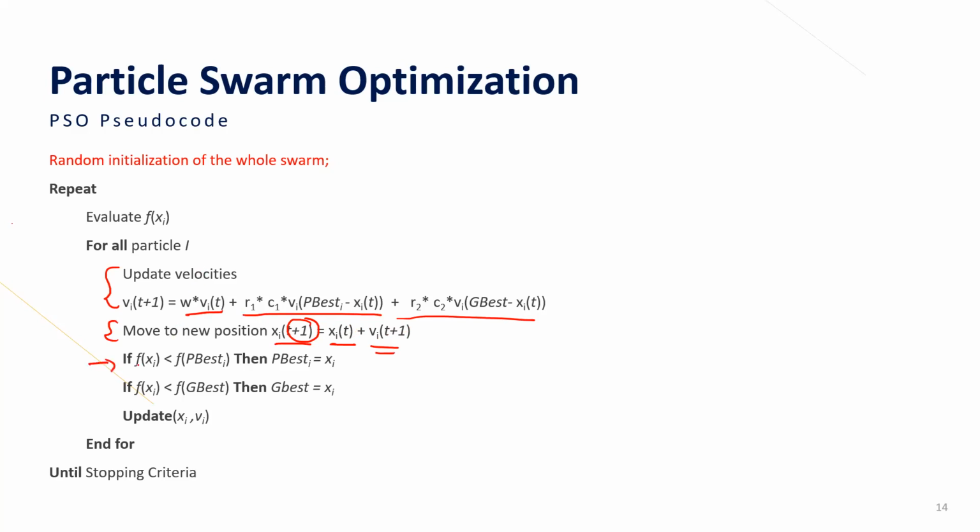Then you need to update whether the new position is better than the personal best that you already have, or if the new position is better than the global best that all the individuals already have. And then you update those velocities, and then you see if it exceeds the constraint or exceeds the position or exceeds the velocity limit, something like that. There is an explanation for that later.